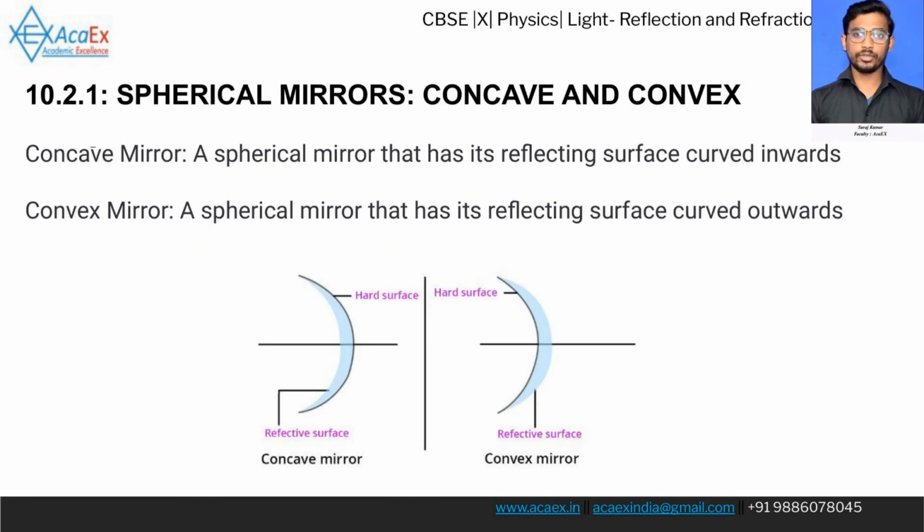Types of spherical mirrors. There are two types of spherical mirrors. Concave mirror, with the reflecting surface curved inward. Convex mirror, with the reflecting surface curved outward.